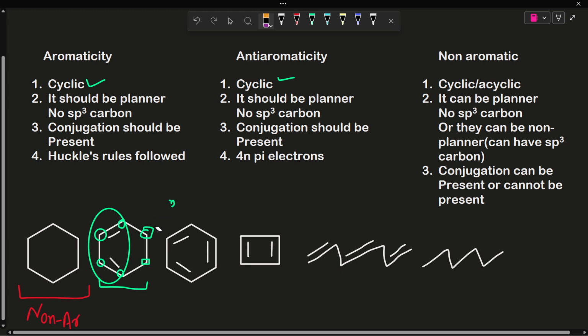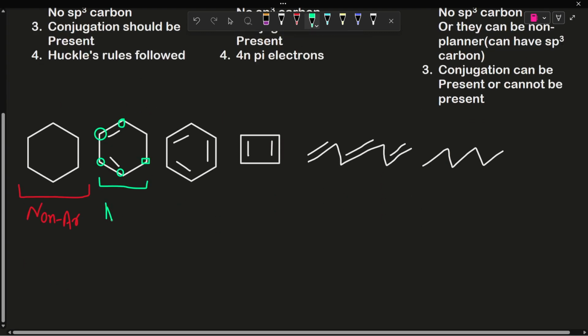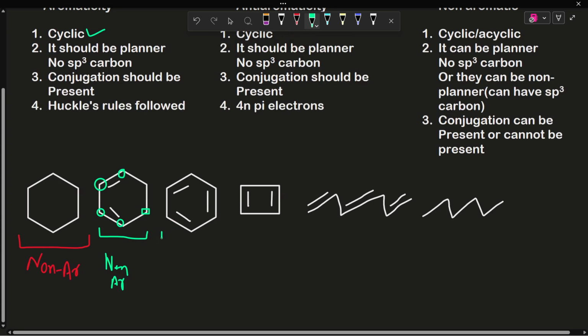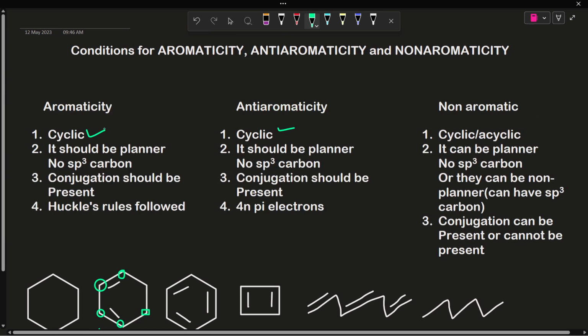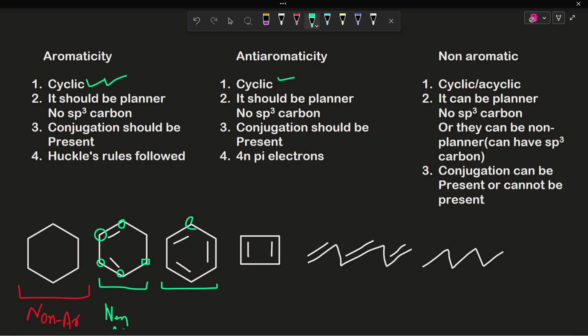Let me erase these things over here to avoid jumbling. So let me write it down now. It is non-aromatic again. Non-aromatic. Fine. Now, what about this molecule? In this molecule, if you see, we have cyclic structure. Yes, we have cyclic structure. Let's check for aromaticity. It should be planar. Is it planar? Yes, it is planar. It has no sp3 carbon, all the carbons are sp2 in it.